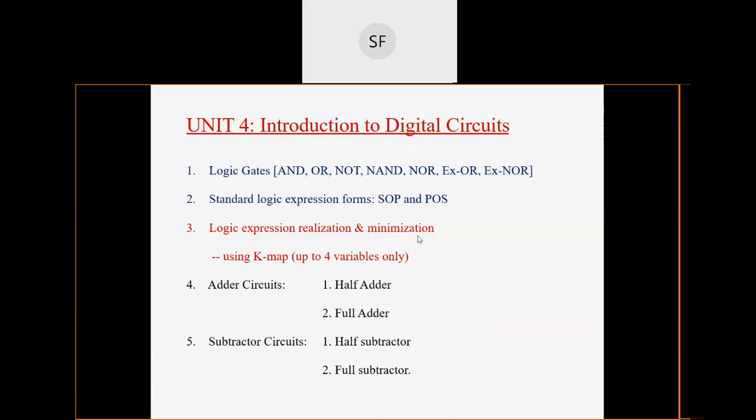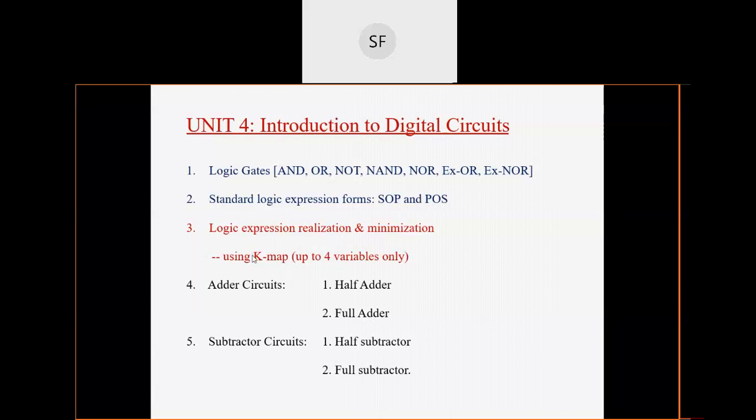From the last few lectures, we are discussing unit number 4. We are seeing logic gates and standard logic expression forms, that is, how to represent a Boolean expression in the form of SOP, that is sum of products, and POS, that is product of sums. We have seen that already. Now we are discussing logic expression realization and minimization using K-map.